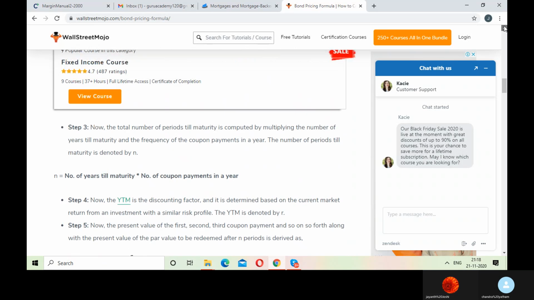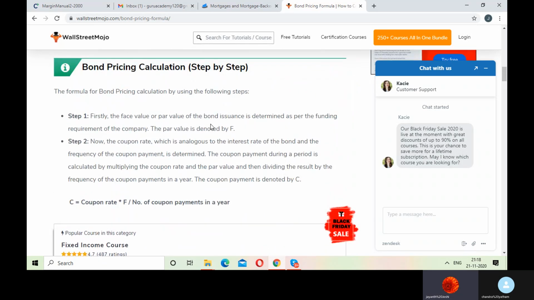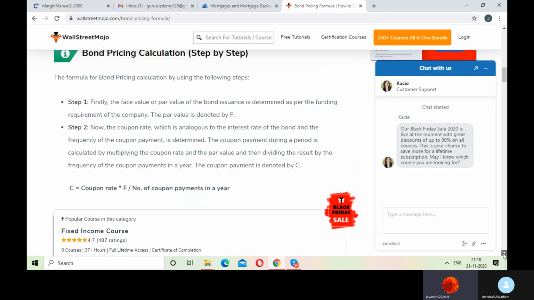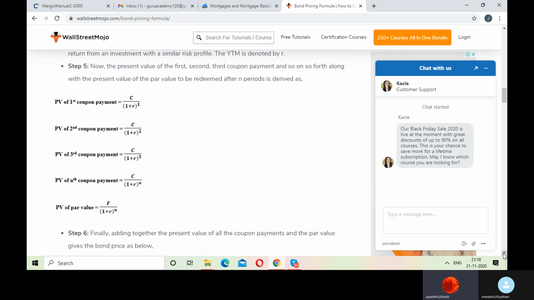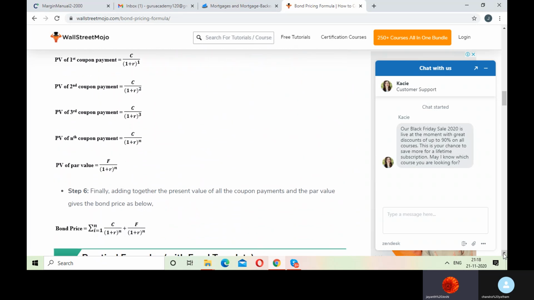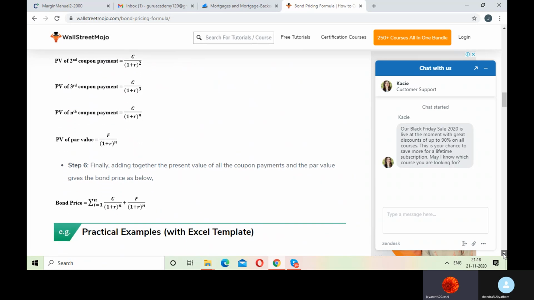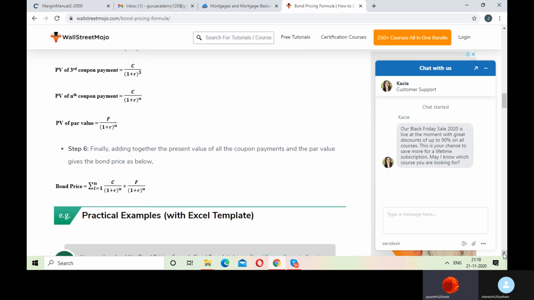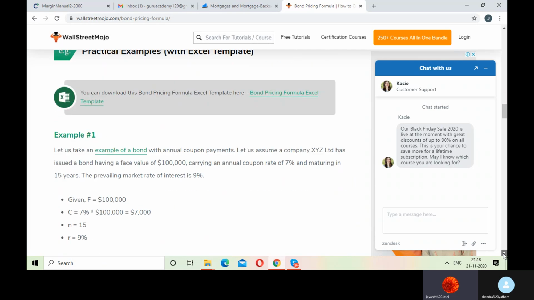Firstly, the face value or par value of the bond issuance is determined as per the funding required of the company. That means how much they are taking from you. Then they will give you coupons: first coupon, second coupon, third coupon, fourth coupon. And then the face value of the bond. So the face value of the bond is nothing but the value of the bond, that will be $1,000. Got it? So these coupon payments for how many years plus the face value of the bond, you will be discounting and you'll be getting the bond value.